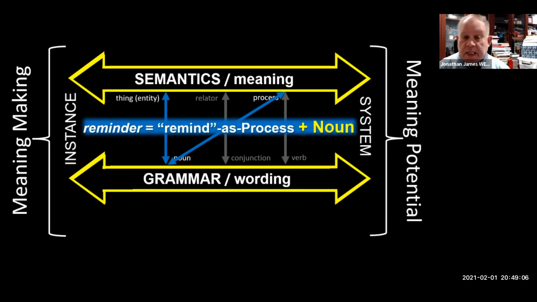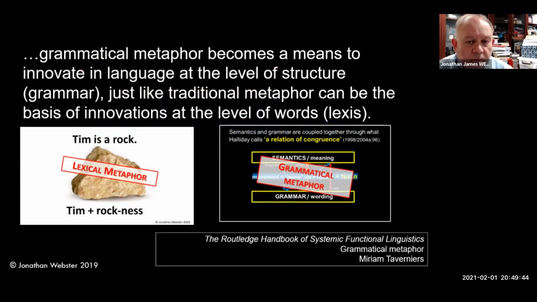we can decouple the connection and recouple it another way, so that when we say that a process is a verb, we can decouple that, and then instead of that process being a verb, we can make it into a noun. But when we make it into a noun, it acquires the nounness, the qualities of nouns, a verb used in this metaphorical way. So Halliday's point is grammatical metaphor becomes a means to innovate in language.